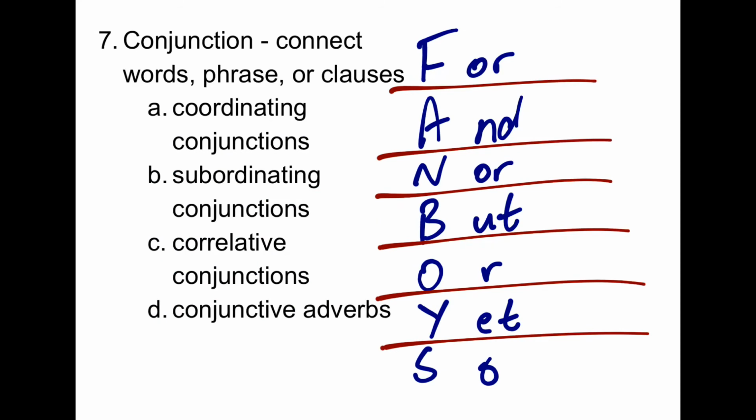Conjunctions connect words, phrases, or clauses. Coordinating conjunctions, such as the fanboys, for, and, nor, but, or, yet, so, join words, phrases, or clauses of equal weight, whether that be comma fanboys when you are joining 2 independent clauses, or no comma if you are just joining, say, words or phrases.